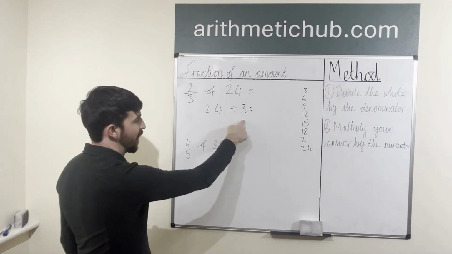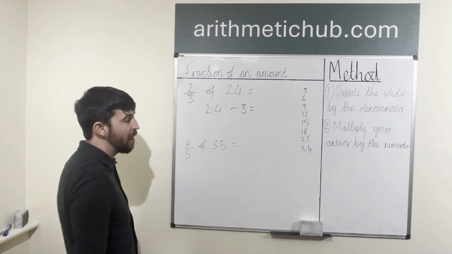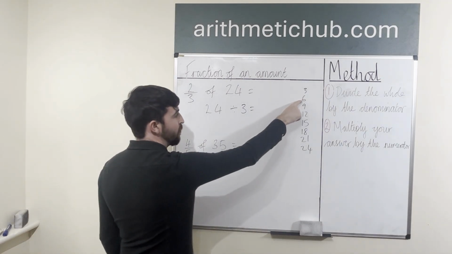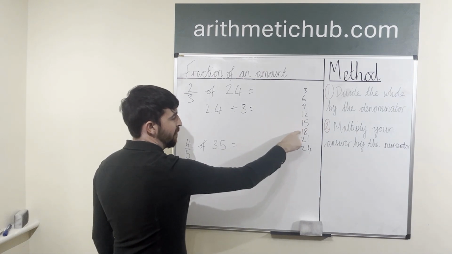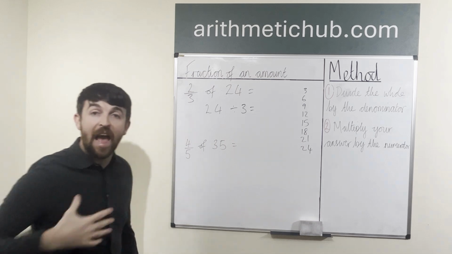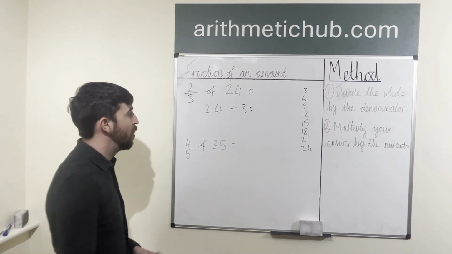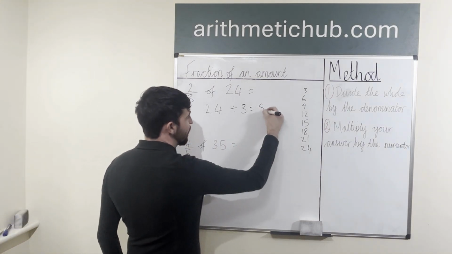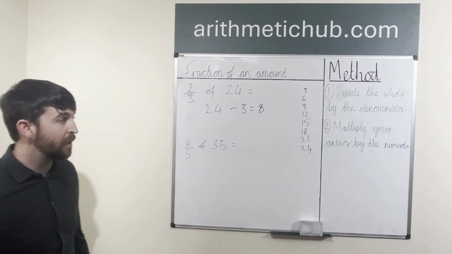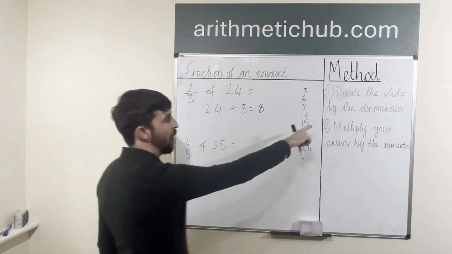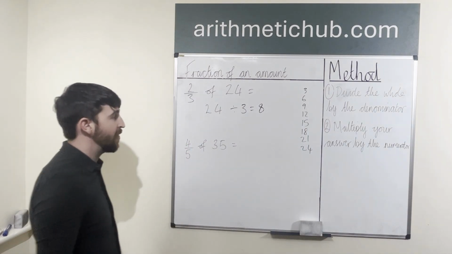So 24 divided by 3, how many lots of 3 go into 24? 1, 2, 3, 4, 5, 6, 7, 8. 8 lots of 3 go into 24. So 24 divided by 3 is going to give me an answer of 8. Okay, so we've done the first part of our method. We've divided the whole by the denominator.